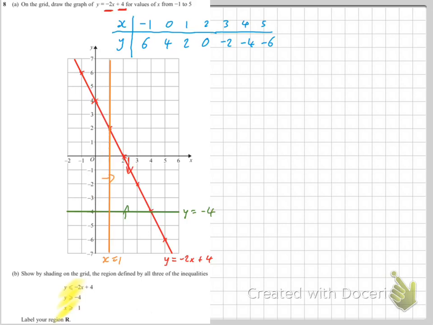Now, you can shade the triangle, but I think it's better and more clear to shade everything but the triangle. And you can do either. In additional maths, they always ask you to shade outside. And they're not bothered for GCSE. So I'd do the same as the additional mathematicians and shade around the outside of it and then label the region as it asks for R.